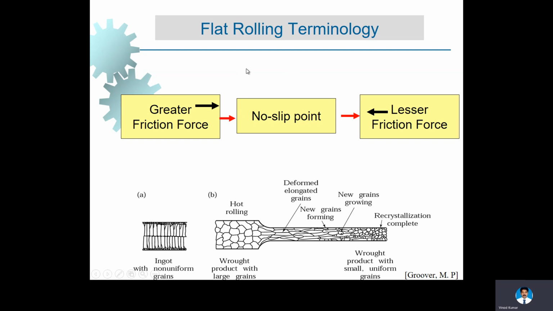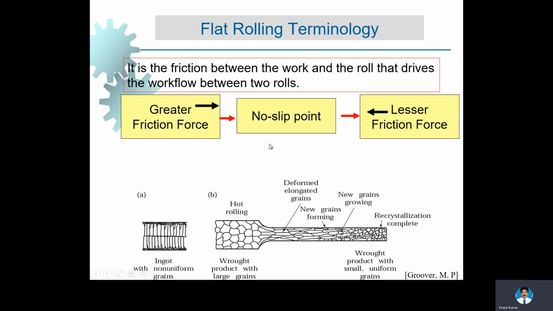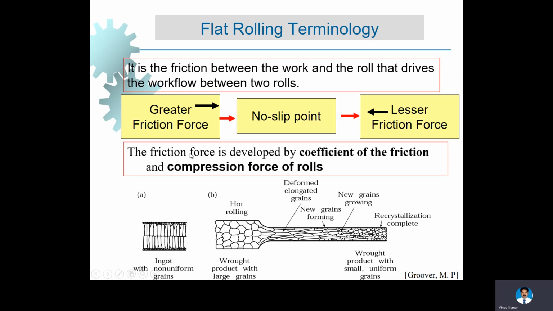The basic principle in the flat rolling process is the friction between the roller and the workpiece. The greater the friction force, the less chance there is of slip. The lesser the friction, there will be a slip between the roller and the workpiece. It is the friction between the work and the roller that drives the workpiece between the rolls. The friction force is developed because of the coefficient of friction and the compressive force between the roller and the workpiece.